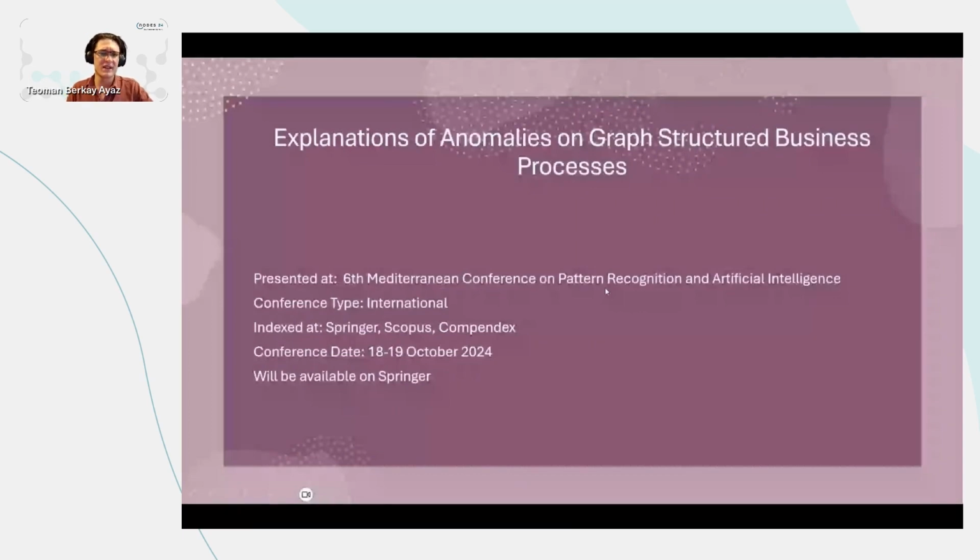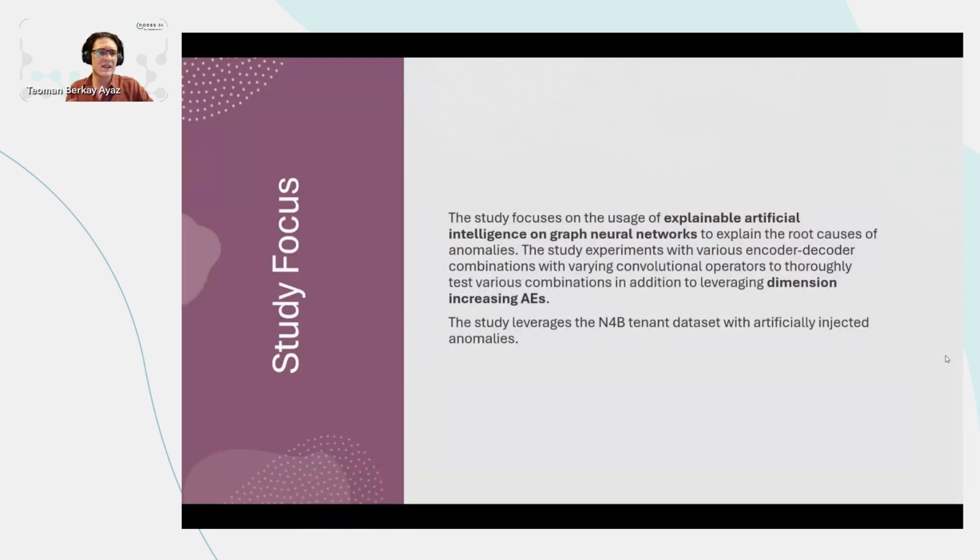So the last study I'd like to present is a study we did for the explanations of anomalies using XAI methods for graph-structured neural networks. This one was presented at the Mediterranean Conference on Pattern Recognition and Artificial Intelligence. This study focuses on the usage of, as I've mentioned, explainable AI methods on graph neural networks. In this study, we tested with various encoder-decoder combinations, as well as, once again, dimension increasing autoencoders. And we benchmarked on artificially injected anomalies here once again.